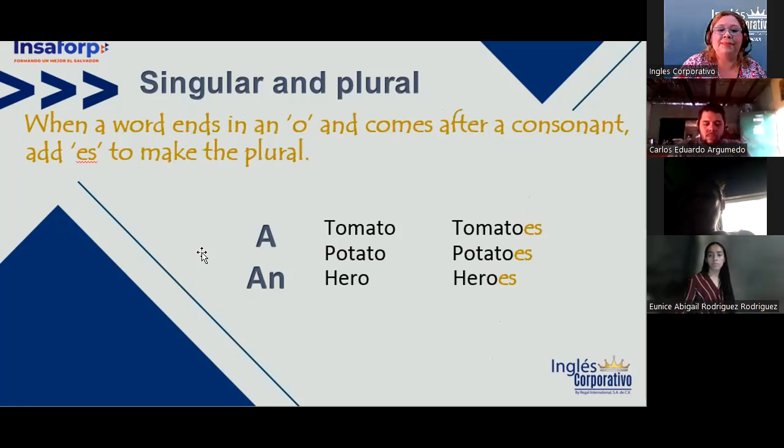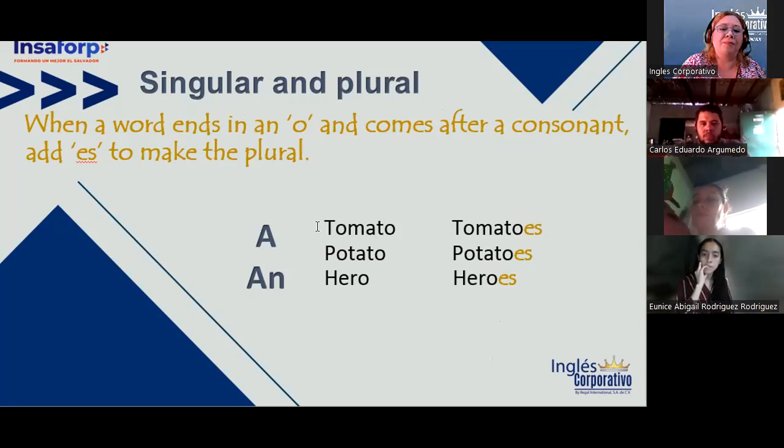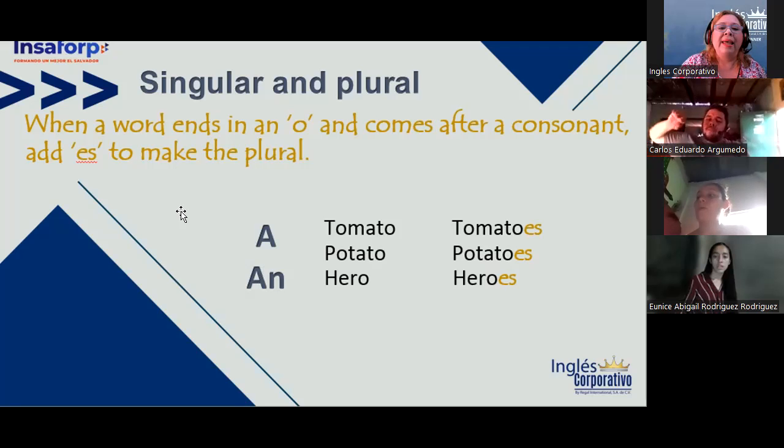El ES, o sea, esta ES, es para palabras, por ejemplo, que terminan con la letra O, agregamos ES, ¿ok? For example, this is a tomato. These are tomatoes, ¿ok? Tomatoes, aquí es como O, ¿ok? Tomatoes. This is a potato. These are potatoes. All right. This is a hero. Hero. These are heroes. All right.